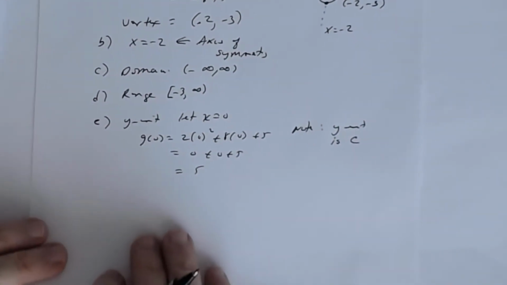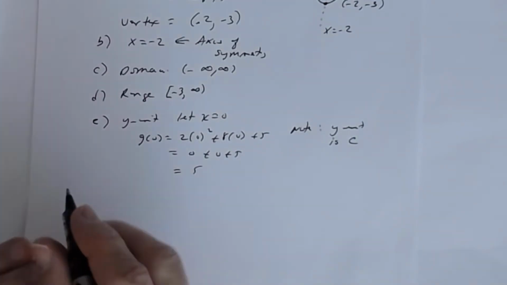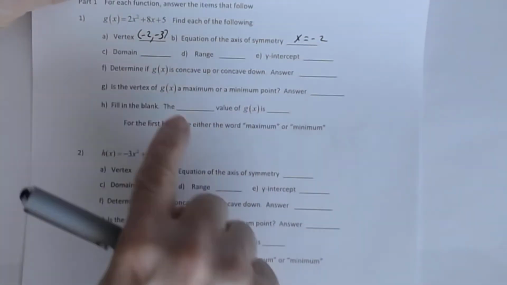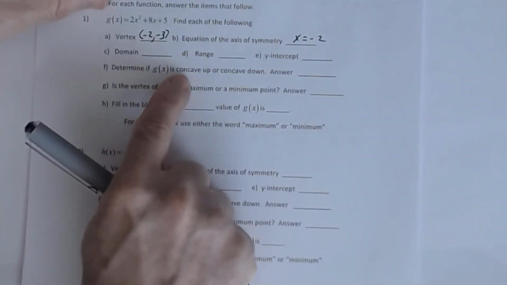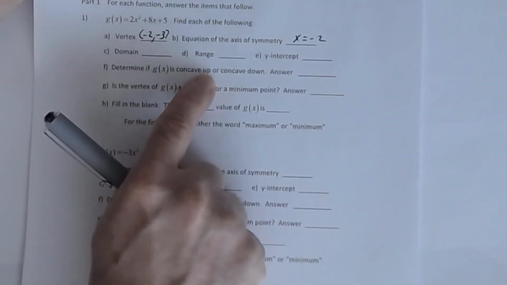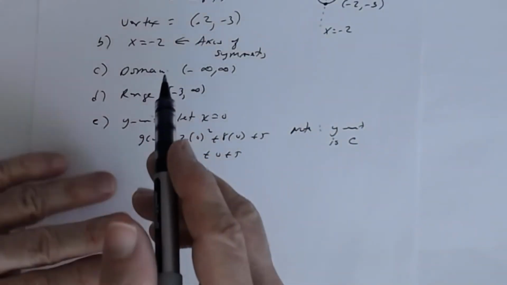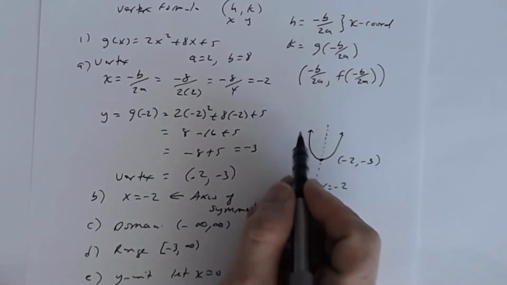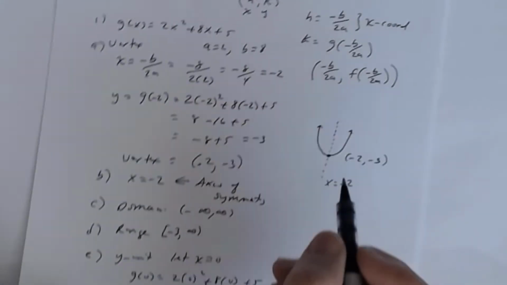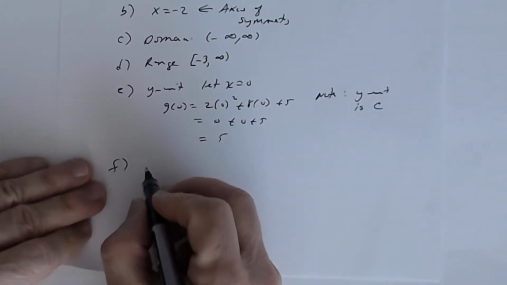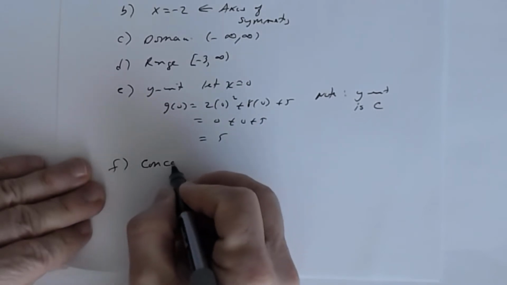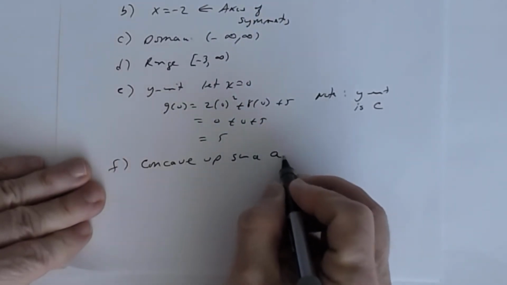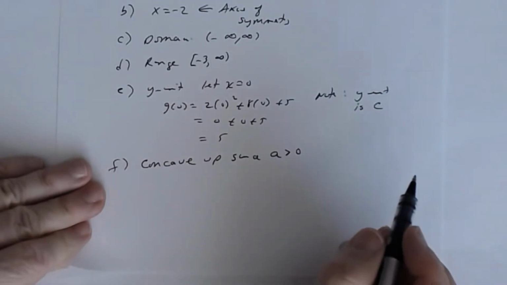Okay, so that was E. All right, so F, they ask you this. F says, determine if g of x is concave up or concave down. So remember, to determine that, you look at A. Since A is positive, we just saw it here, right? It's concave up. It opens up. So for F, you're going to say it's concave up since A is positive. A is 2.